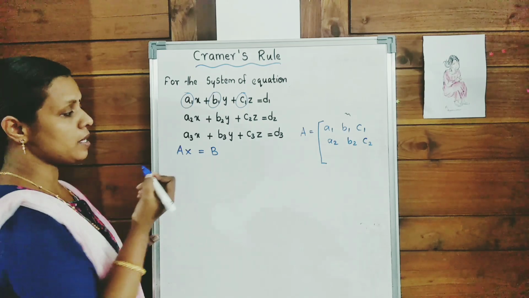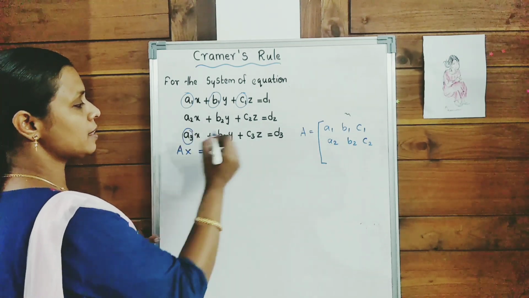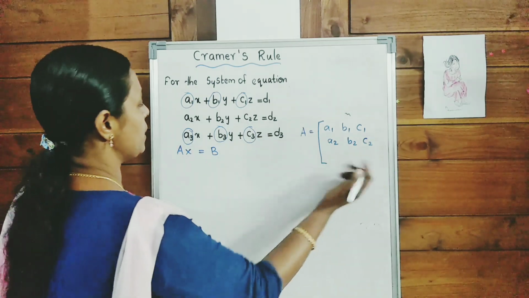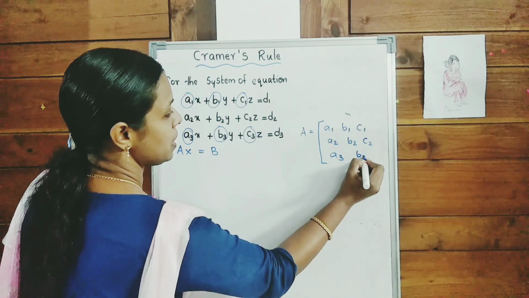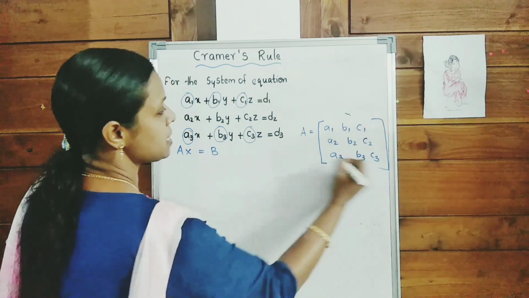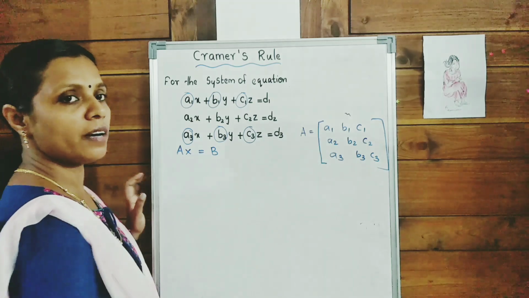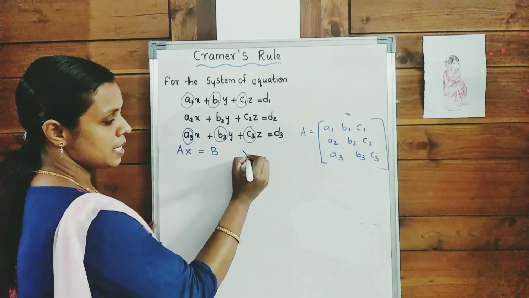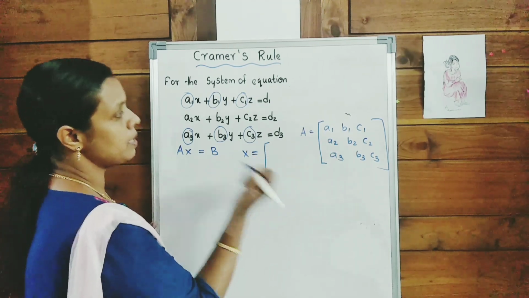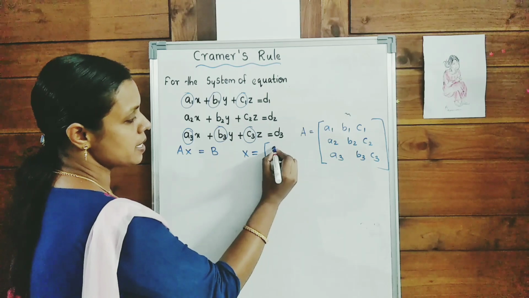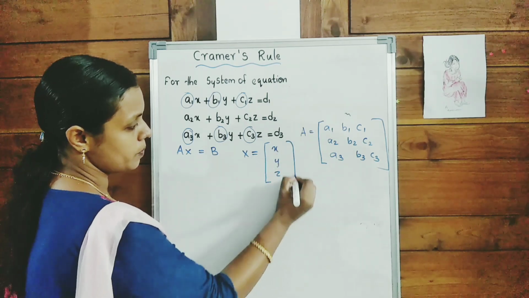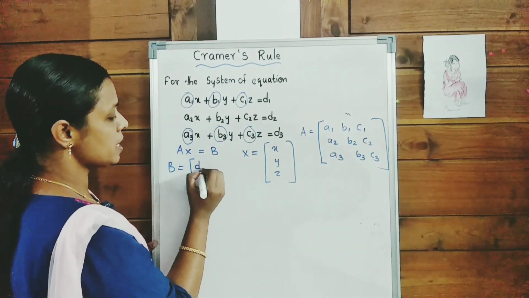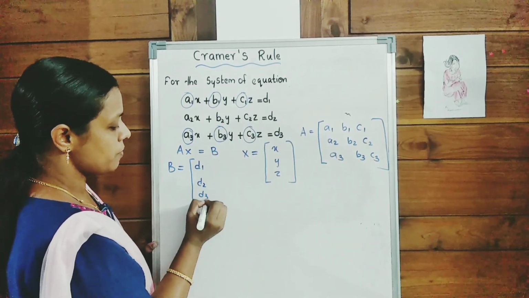Next we consider the third equation. Here coefficient of x is a3, y is b3 and z is c3. Write it as the third row here, that is a3, b3, c3. Now we get A is equal to the matrix a1, b1, c1, a2, b2, c2, a3, b3, c3. Next we find X. Here X is the variable, that is x, y, z. We write here x, y, z as a column. Here B is the constant matrix, that is d1, d2, d3. We can write here d1, d2, d3 as a column.